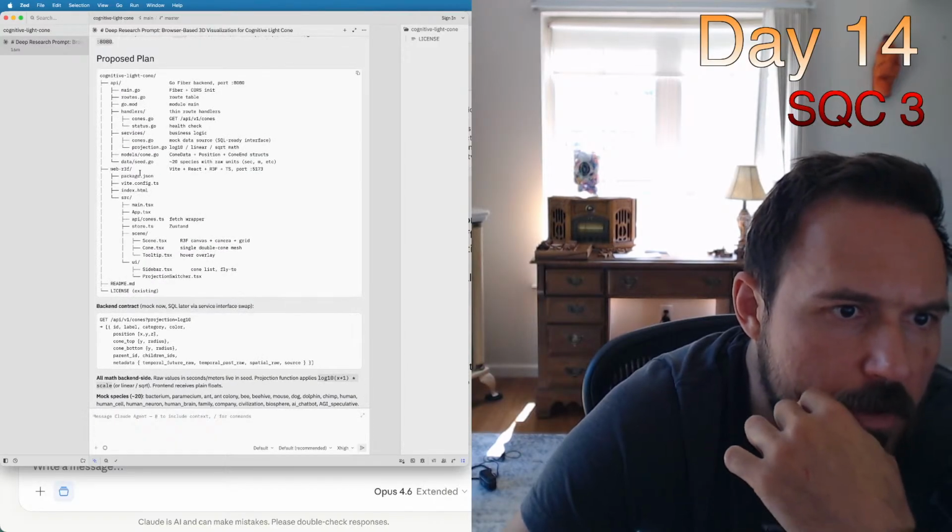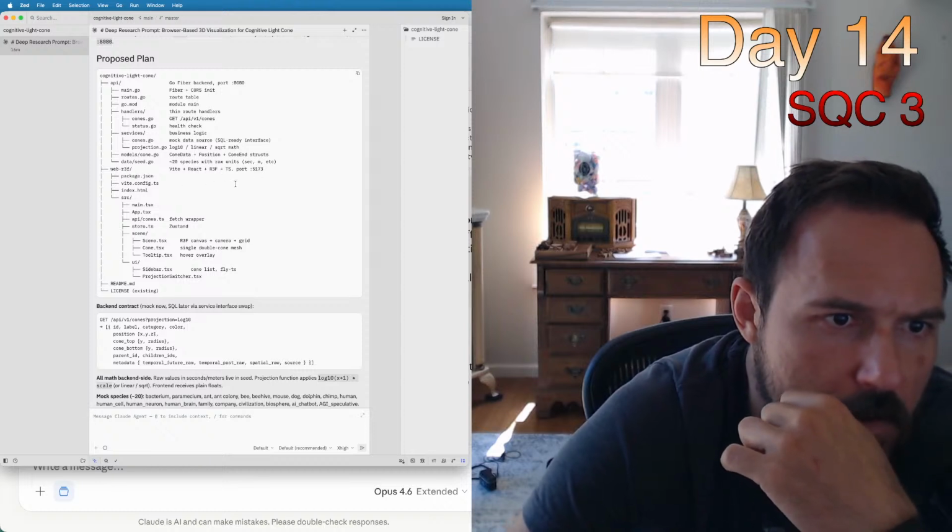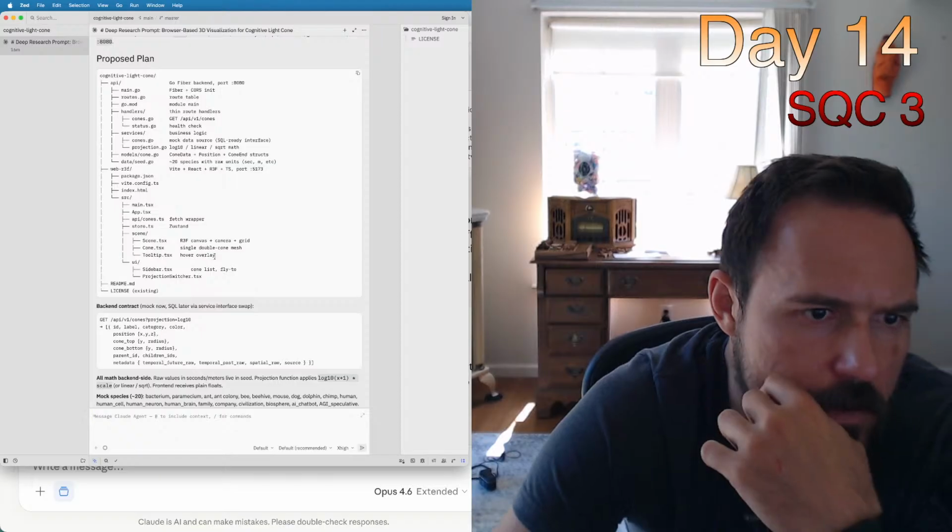API web R3F. Why is R3F? Just put a web.